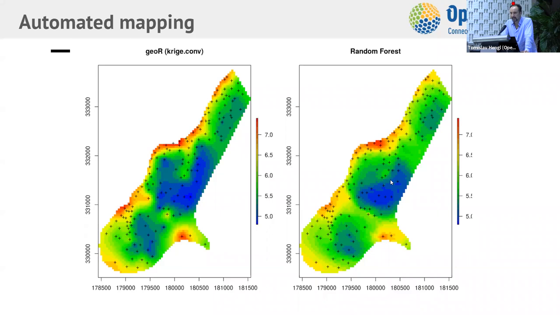If you want to learn about this, especially spatial interpolation using machine learning, then please come to the next block, the one that starts at 11. I'll be talking about how to automate spatial interpolation using machine learning.